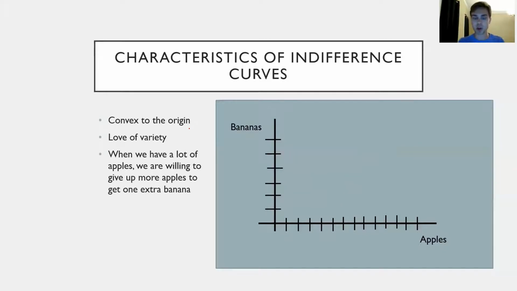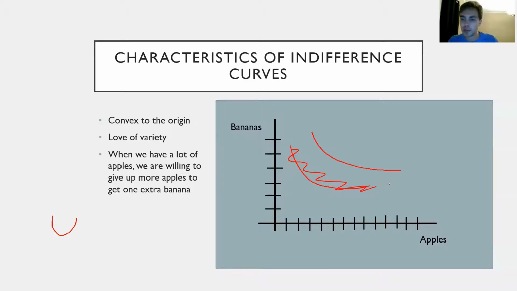And then finally, our indifference curves are going to be convex to the origin, and this is because of love of variety. A convex curve looks like this, kind of shaped like a V. That's how we can remember it. And so I'll draw a curve that is clearly shaped that way. And so basically love of variety is saying that if we have a lot of apples, and actually I should maybe draw this a little bit better. So I'll draw a different one here. So let's do it this way.